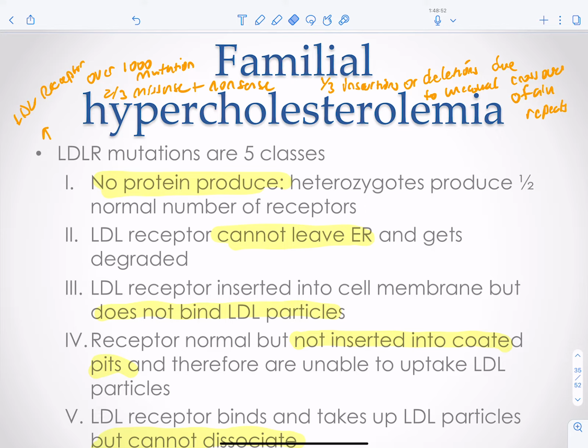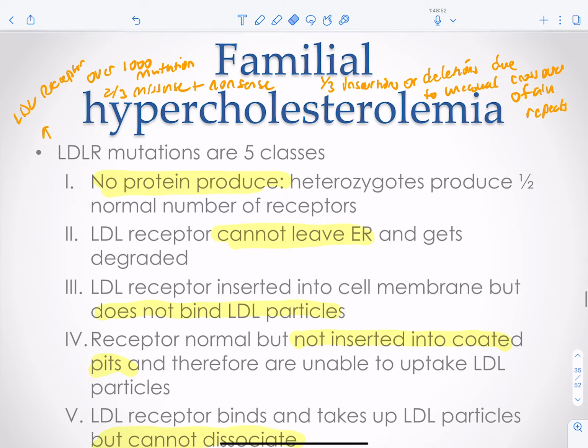In class 3, your LDL receptor gets to the surface, but it doesn't bind to the particles, so the ability to bind LDL is lost. In class 4, the receptor is normal, but it goes to the surface at areas that are not in clathrin-coated pits, and therefore, when the LDL binds to the receptor, it cannot be taken up because it needs to be in those areas that can form vesicles. And then class 5 is where the LDL receptor binds and takes up the particles, but it can't dissociate, so it's going to get degraded.